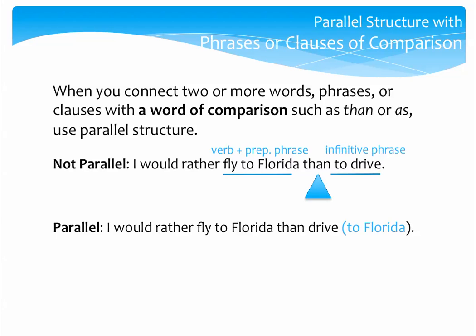Note that I've got "to Florida" at the end of the sentence in parentheses. That's because here I'm creating what's really called an elliptical clause. In other words, the reader or listener understands that we're comparing flying and driving to Florida. So while I could repeat "to Florida" at the end of the sentence, I don't necessarily have to, which is why I put it in parentheses. Fly to Florida and drive to Florida. Now I have a verb and a prep phrase plus a verb and a prep phrase, and I have a balanced parallel sentence.